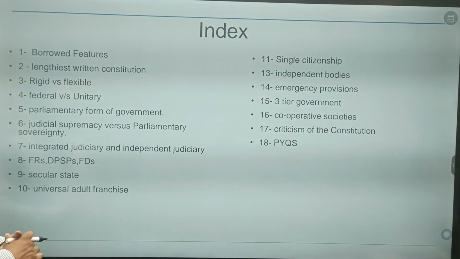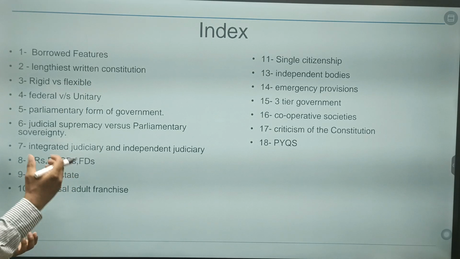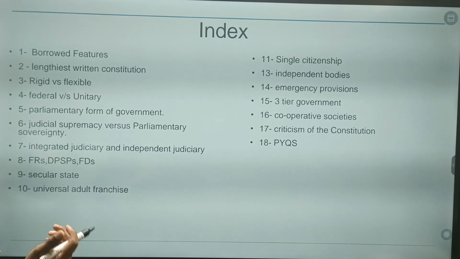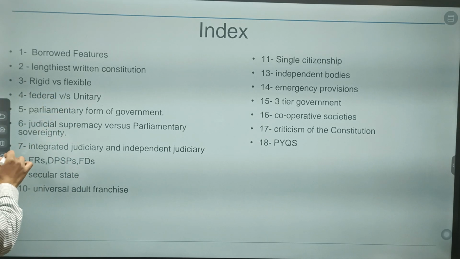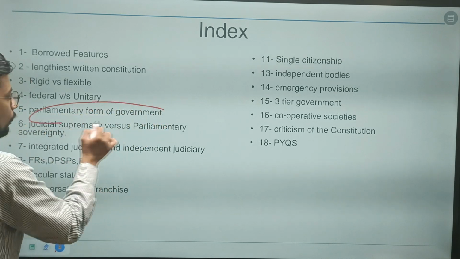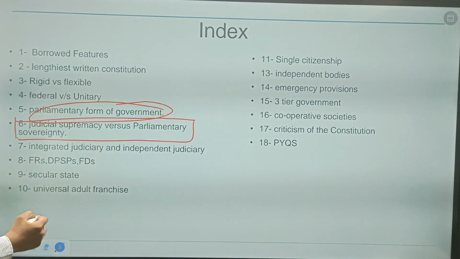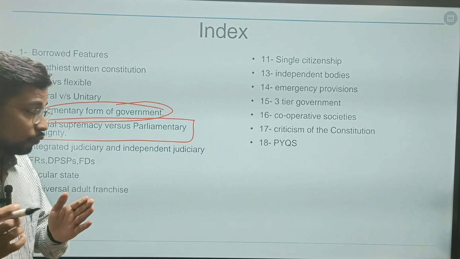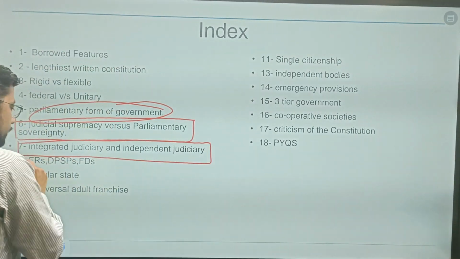So what we are going to study under this topic: first we will study the borrowed features, then we will study the lengthiest written constitution, then a comparison between rigid and flexible constitution. After that we will see parliamentary form of constitution. Then we will study about the judicial supremacy or parliamentary sovereignty, what is the difference between the two. Then we will study about the integrated judiciary and independent judiciary.